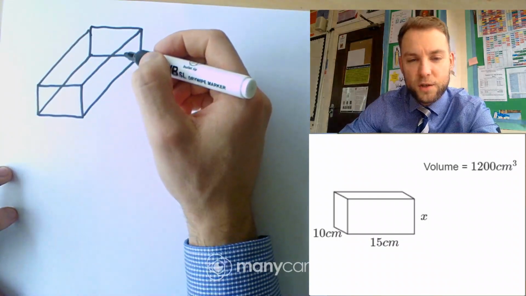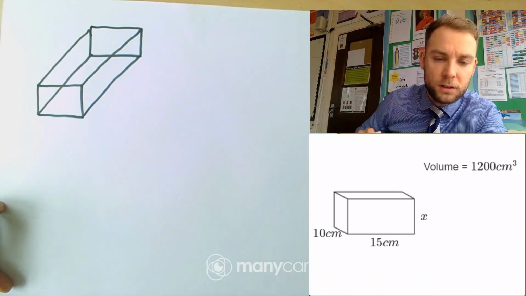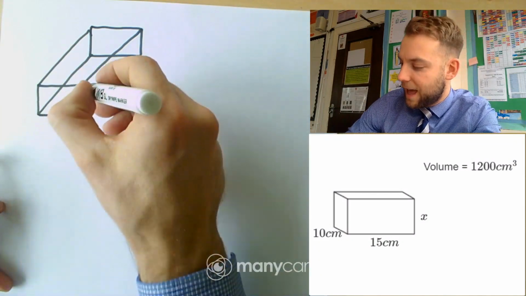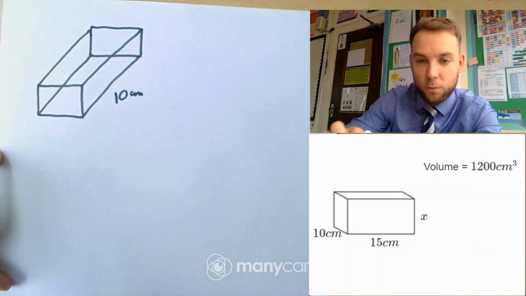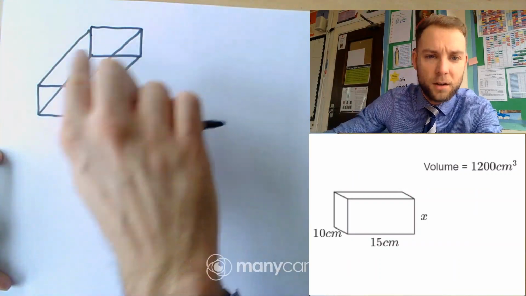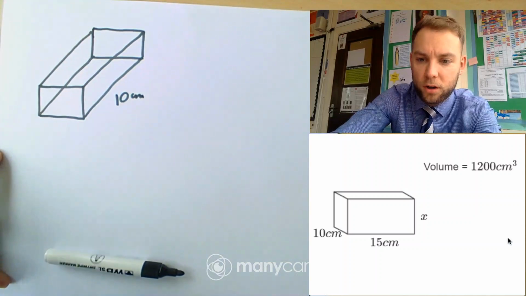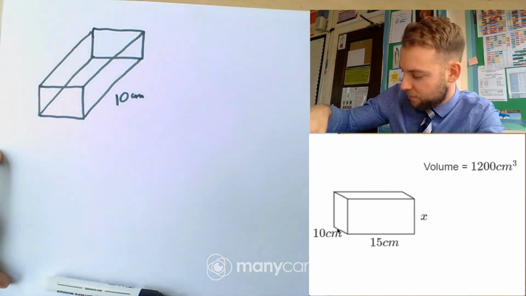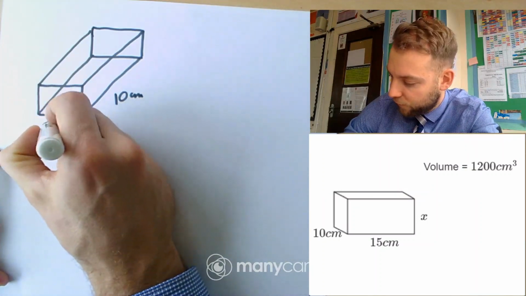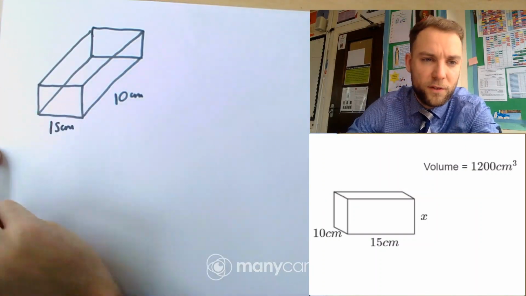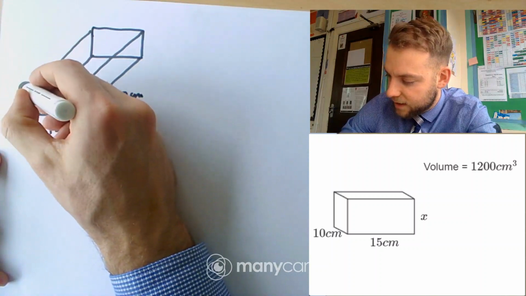For this one, I've drawn this probably a bit wrong, but I've got the depth here of 10 centimetres, which is this depth here. Actually on the diagram, if you look, it's the depth going that way, so I've drawn this a little bit wrong. The front face is equal to 15 centimetres, the front width of that, and the height of this is x.